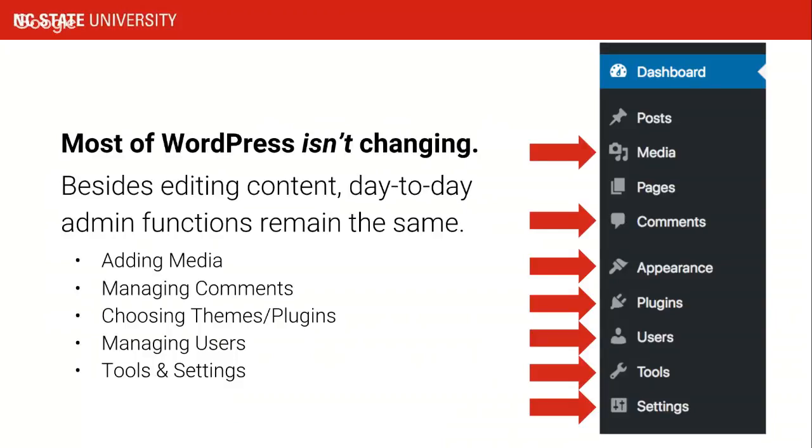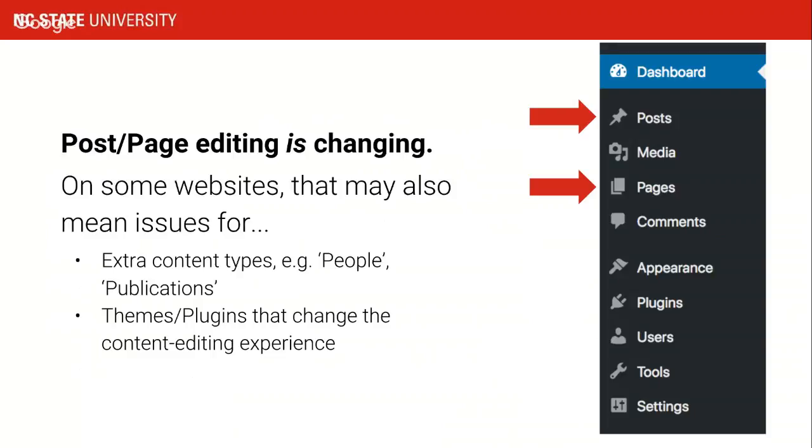First, I just want to tell you that most of WordPress is not changing. So when I say Gutenberg is the new editor, that means that adding media files, managing comments, if you have comments turned on, choosing themes and plugins, if that's something you have the power to do on your website, or managing users, things like that, none of that is changing. All that's going to be changing will be the posts, the pages, and then if your website supports other content types, things like people, or maybe like documents or calendars, events, things like that, those may also be changing with the new editor.